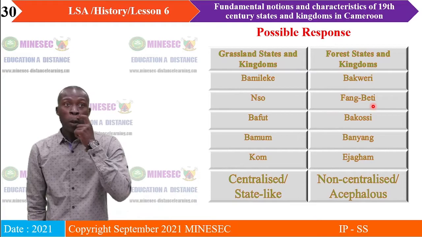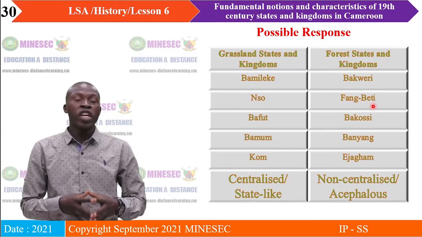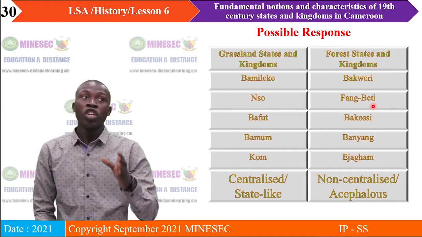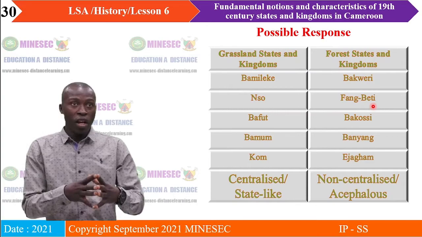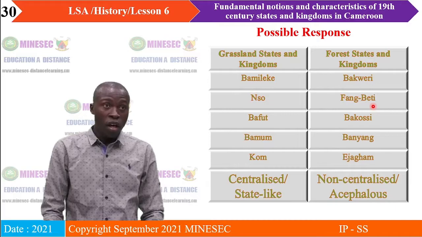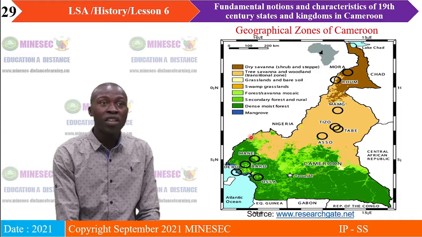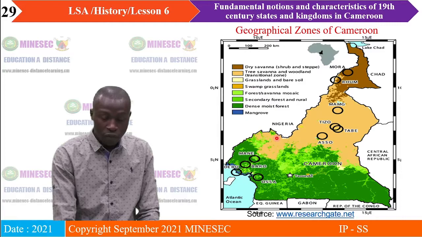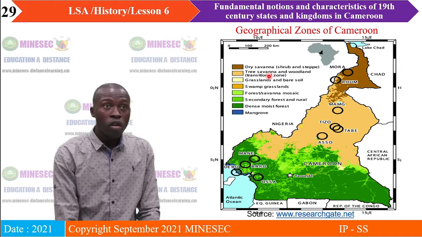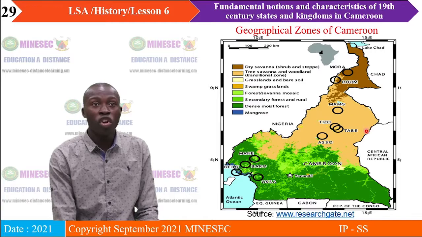If we take the example of a kingdom like the Bamileke Kingdom, it is found in the western grassland zones of present-day Cameroon. We take the Nso, it is found in the Bamenda grassfields. The Bamum within the western grassland around this area. They come within the Bamenda grassfields. And even the Lamidats of the northern region of Cameroon are found within the grassland areas.